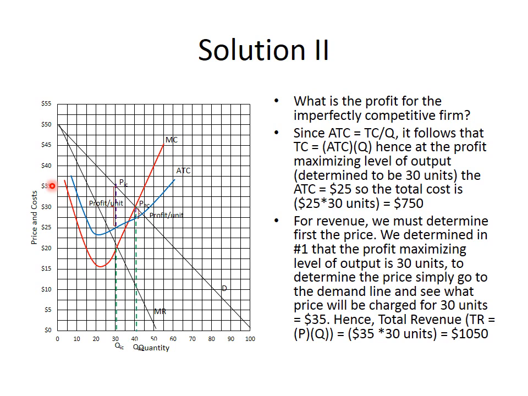Average money in is $35. For the 30 units, that means our total revenue is going to be $1,050, which means we simply take total revenue minus total cost. That gives us our profit. 1,050 minus 750 is $300.